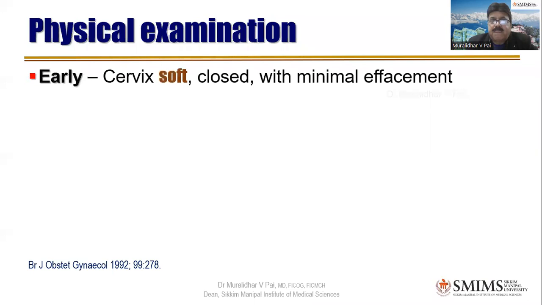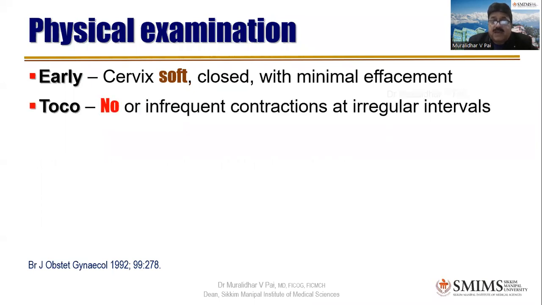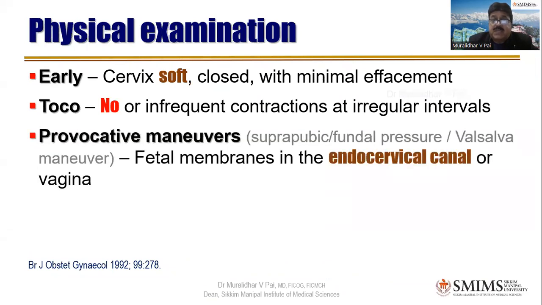Physical examination. In the early time, the cervix is soft, closed with minimal effacement, if you happen to see it very early in the progression of things. TOCO, if you apply, shows no or infrequent contractions at irregular intervals, something like Braxton Hicks contractions, no activity. Provocative maneuvers like suprapubic or fundal pressure should not actually be given to test for cervical insufficiency, because the fundal pressure itself can be dangerous.